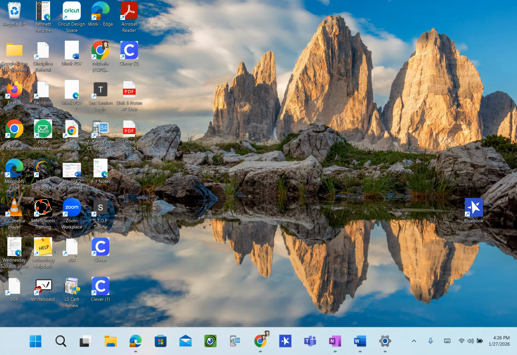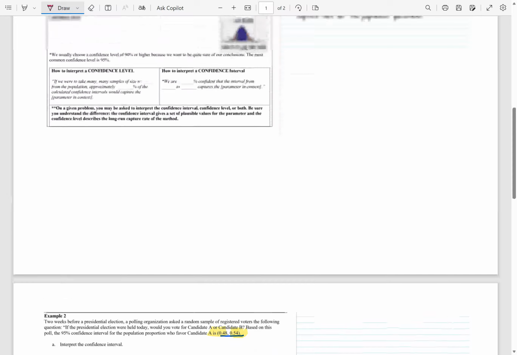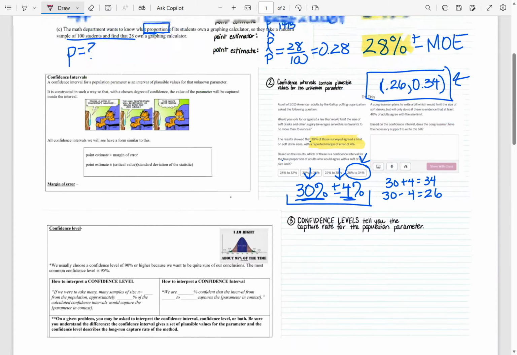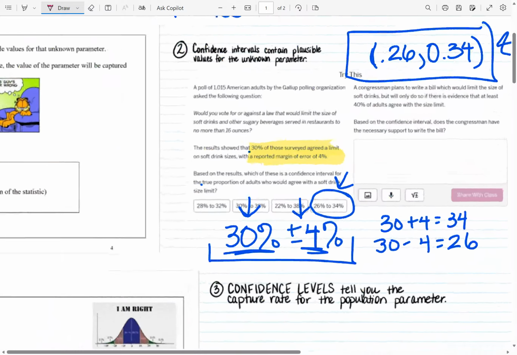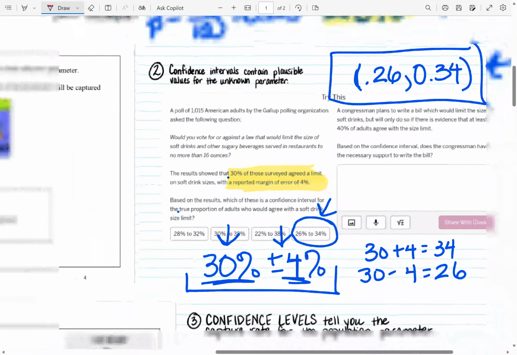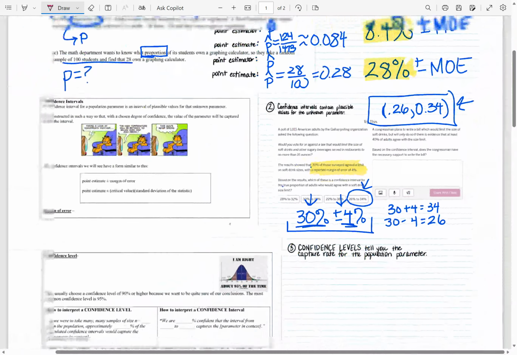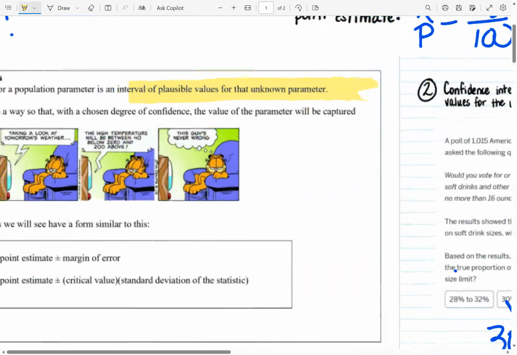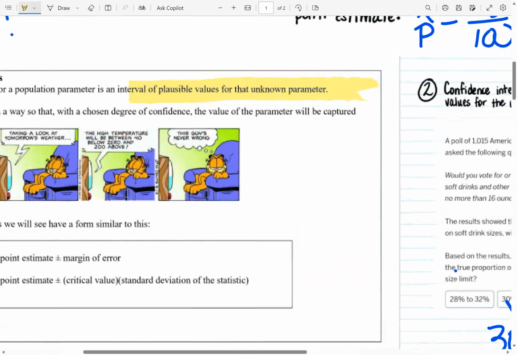Okay, the second thing that we need to know about, go back to number 2, is that confidence intervals contain plausible values for the unknown parameter. So you'll see that at the bottom of page 4, what are confidence intervals? What exactly do they do? And so we want to make sure we highlight that. That's plausible values for the parameter. Now the parameter is what we're trying to estimate. So if we're trying to estimate the population percentage, it gives us plausible or possible or likely values for that.